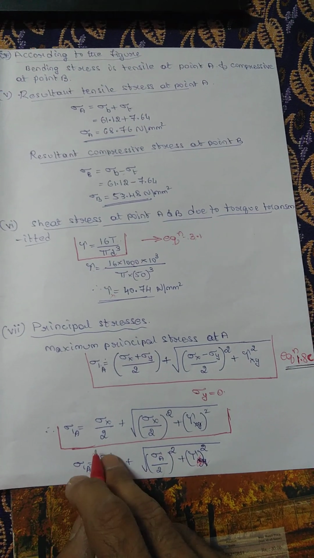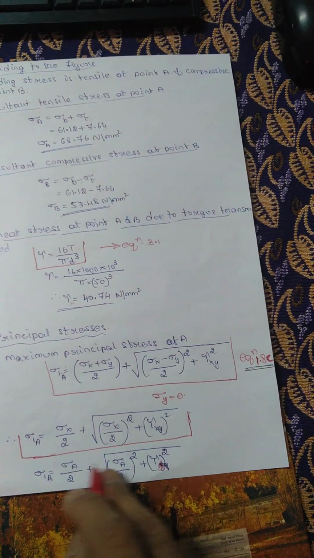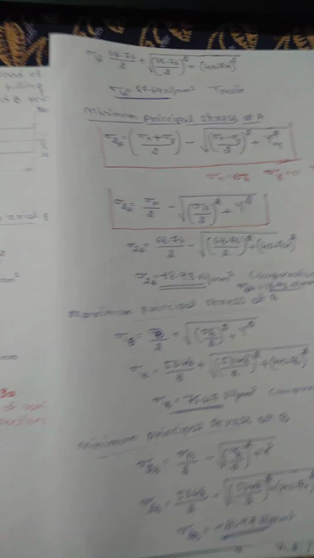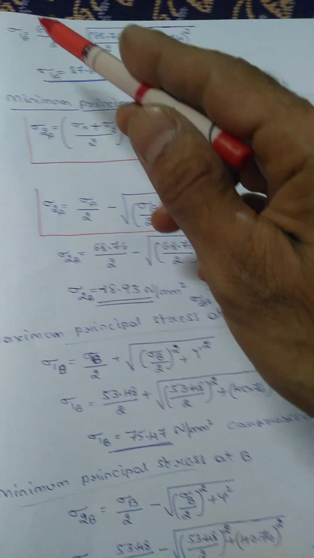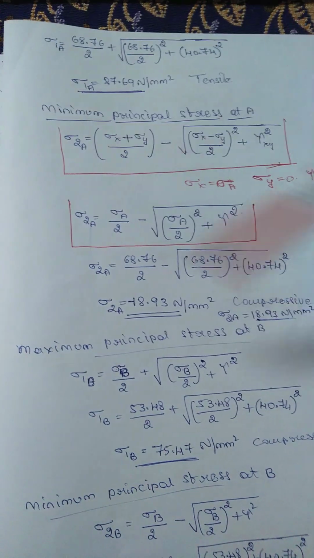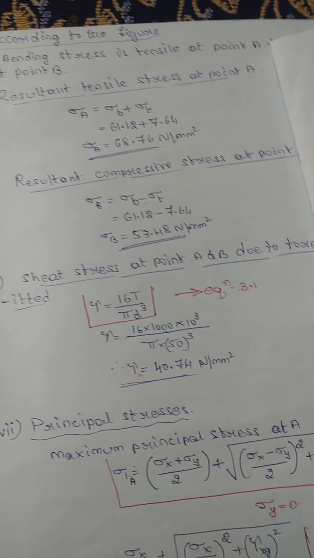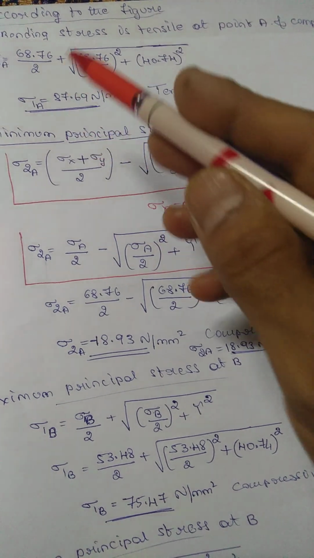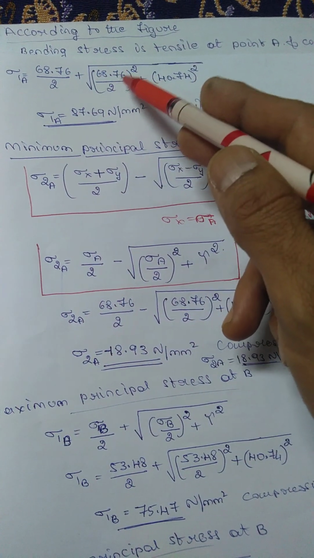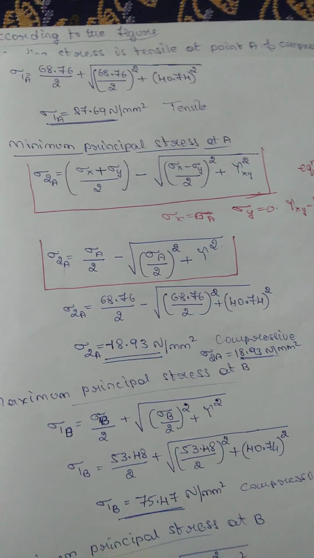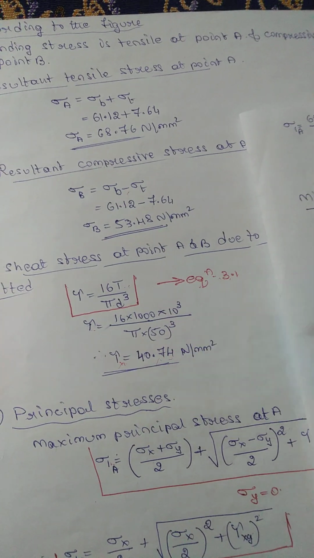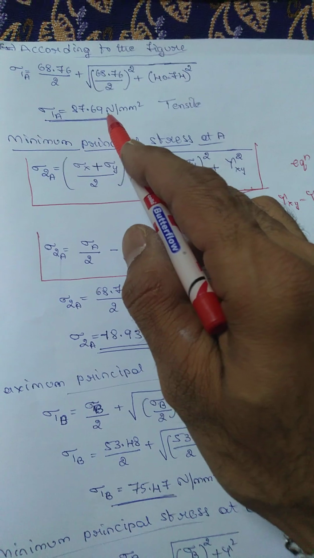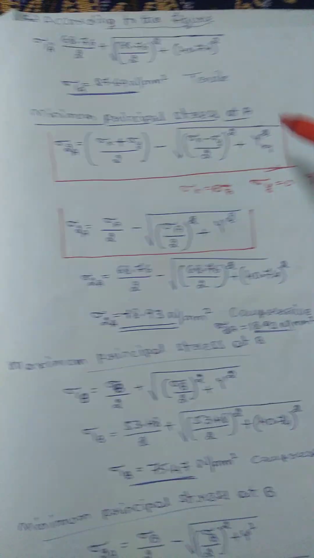So sigma 1A is equal to sigma A by 2 plus square root of sigma A by 2 whole square plus tau square. After that, see the substitution. Sigma 1A is equal to, we have the value of sigma A, that is 68.76 divided by 2, plus the square root of 68.76 by 2 whole square plus tau value 40.74 square. Okay. So we'll get sigma 1A as 87.69 newtons per millimeter square, that is tensile.